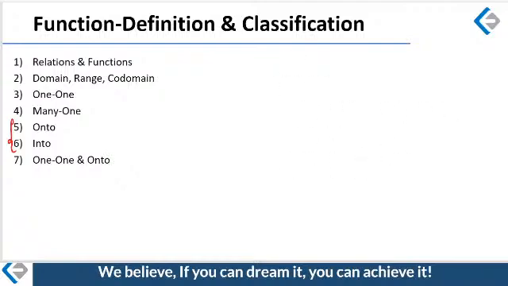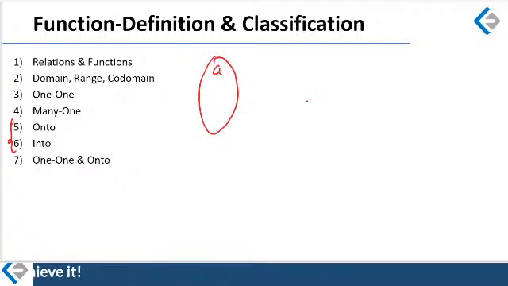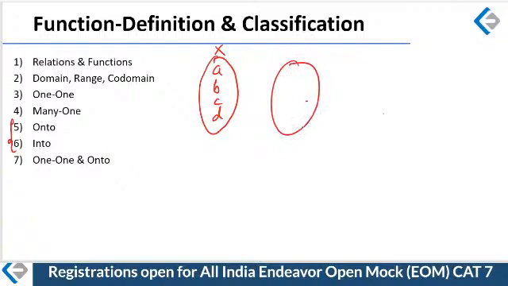Okay. What do you mean by an onto function? An onto function is something like this. Say, for example, I have the set x as a, b, c, d, these are the four elements of set x. Then I have the set y. Set y has three outcomes: 1, 2, 3.